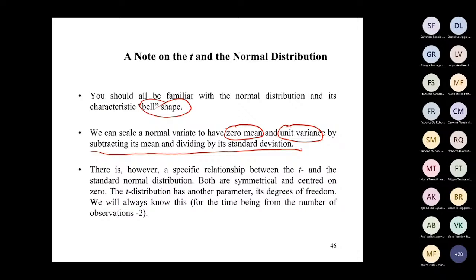In fact, we are also using the t-distribution a lot, and there is a specific relationship between the t and the normal. The t and the normal are both symmetric and they are centered around 0, but the t-distribution has another parameter, which is the degrees of freedom. When do we employ the t-distribution? Who is going to help me? When do we employ the t-distribution?